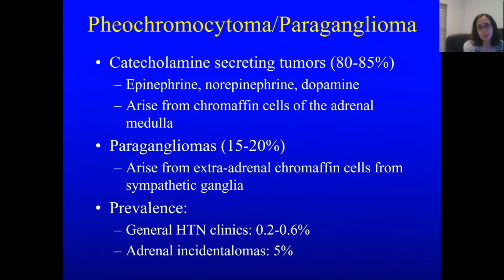So pheochromocytoma or paraganglioma, these are catecholamine-secreting tumors. Generally 80 to 85% of them are pheochromocytomas. You can see increases in epinephrine, norepinephrine, and dopamine, and these arise from the chromaffin cells of the adrenal medulla. Paragangliomas are 15 to 20% of these tumors, and those arise from extra-adrenal chromaffin cells, so you often see those in the neck, for example. In general hypertension clinics, it's 0.2 to 0.6% of patients, and they account for about 5% of adrenal incidentalomas.